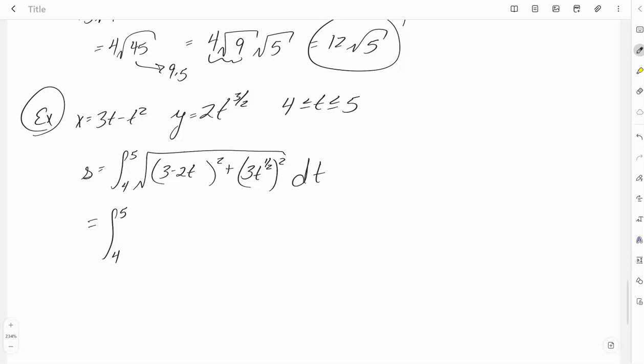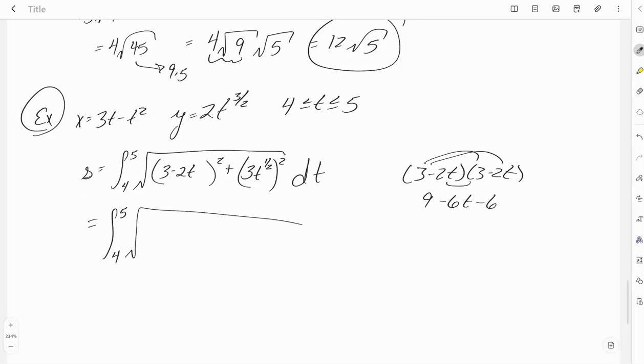So 4 to 5. Now I'm going to FOIL this out. Remember, that means 3 minus 2t times 3 minus 2t. And when I FOIL, I'm going to get 9 minus 6t minus 6t plus 4t squared. So that's going to be 9 minus 12t plus 4t squared.